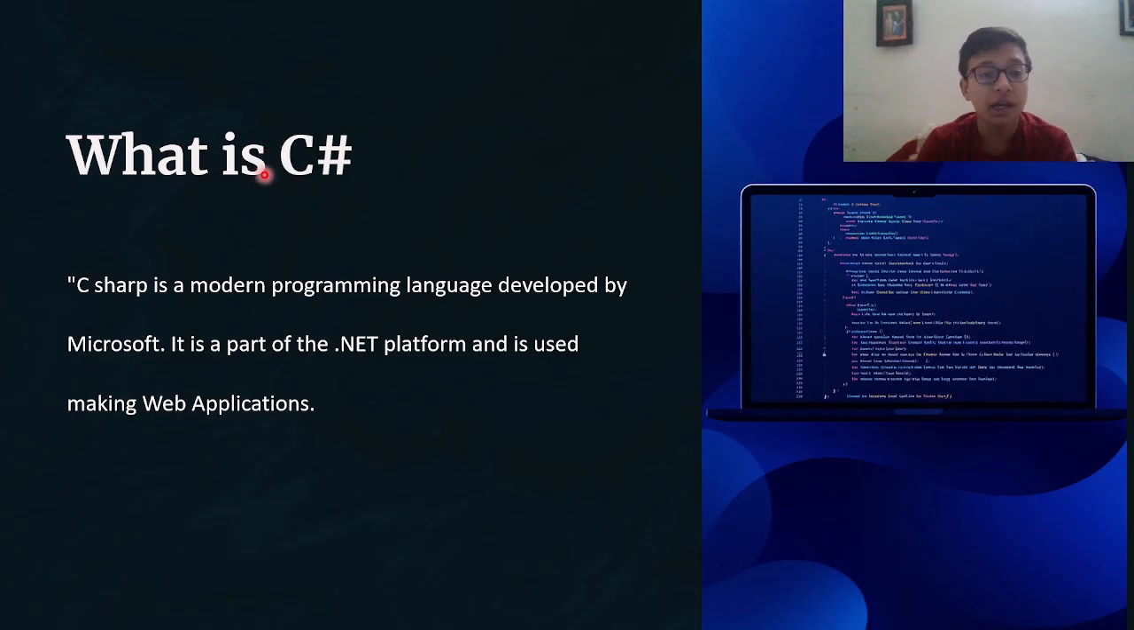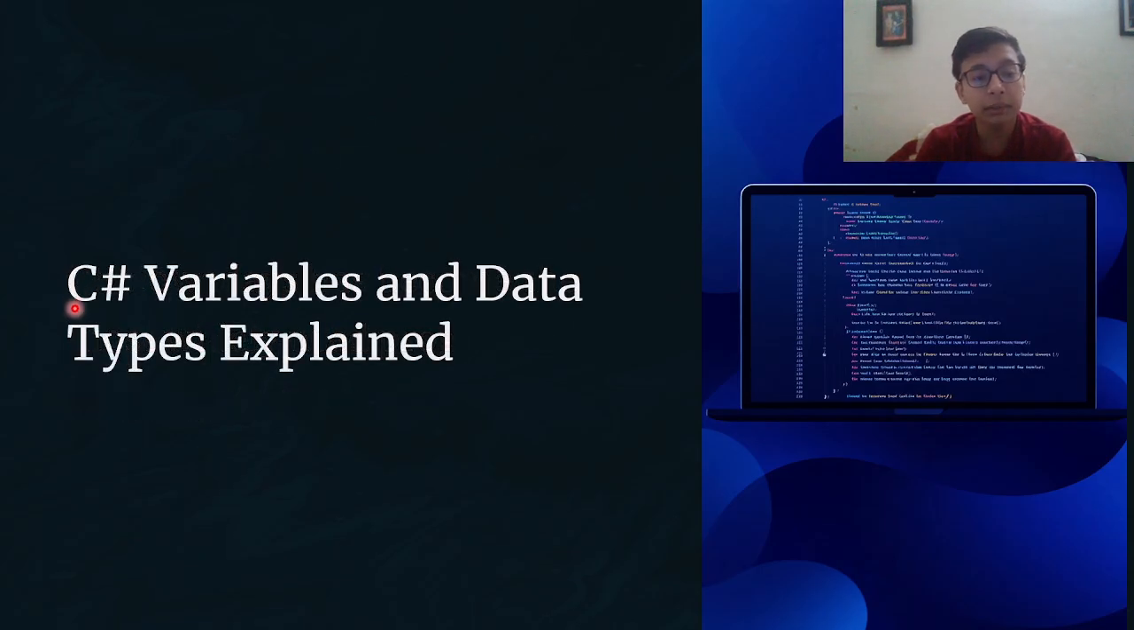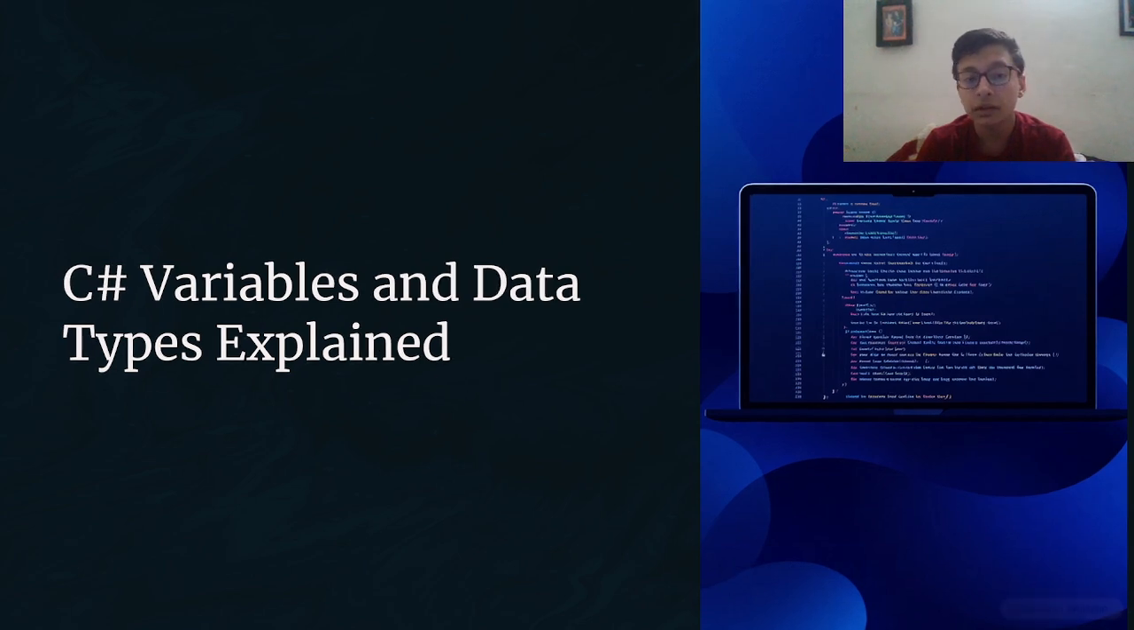So to learn C Sharp, we must know why we use C Sharp. C Sharp nowadays has become the most widely used programming language in the world. C Sharp is an advanced coding language. That's why it is used most widely in the world. So the next topic is what we will be learning in C Sharp. We will be starting with variables and data types in C Sharp.